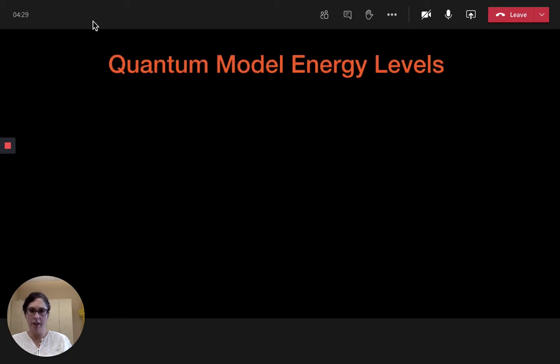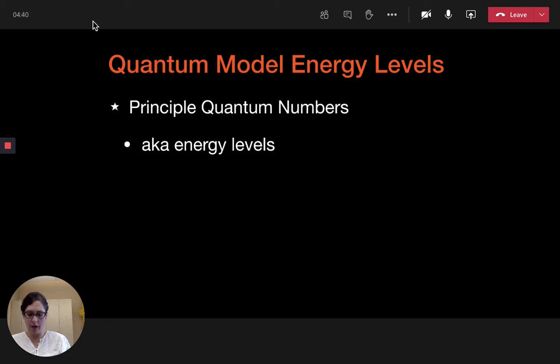So we want to know about our quantum model and energy levels. I said that the energy levels on the Bohr model actually match up with the quantum model. We have these things called principal quantum numbers, and they are also the energy levels. When we are talking about those ring structures in the Bohr model, which is what most people are most familiar with, we can have energy levels 1 through 7.